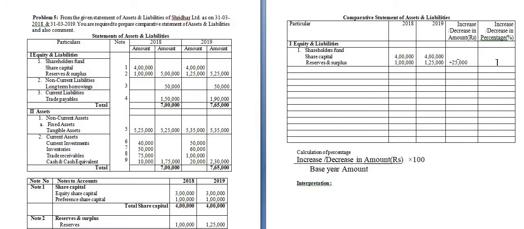25,000 divided by 1 lakh into 100. Here is the formula: increase or decrease in the amount of reserves and surplus divided by base year amount of reserves and surplus into 100. Increase in the amount, how much? 25,000. Base year amount, how much? 1 lakh. So 25,000 divided by 1 lakh into 100 is equal to 25%. So write here plus 25%. Now make the total of shareholders fund.